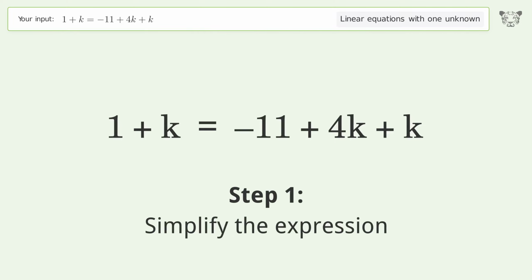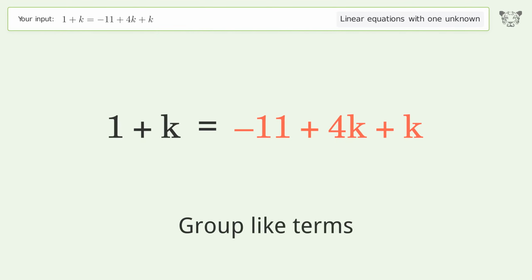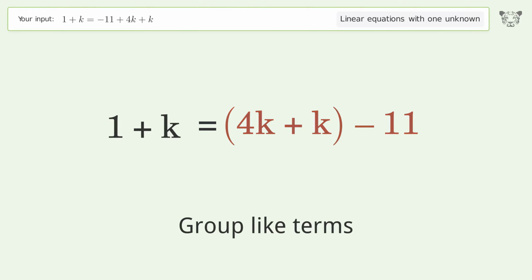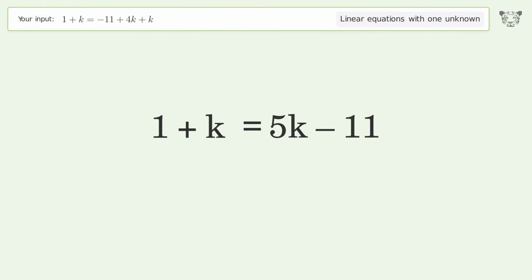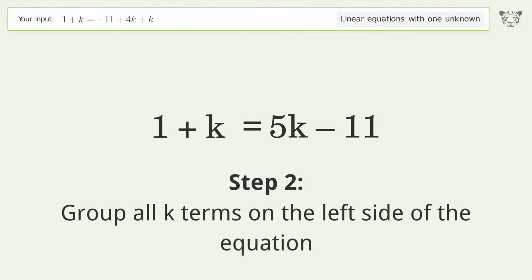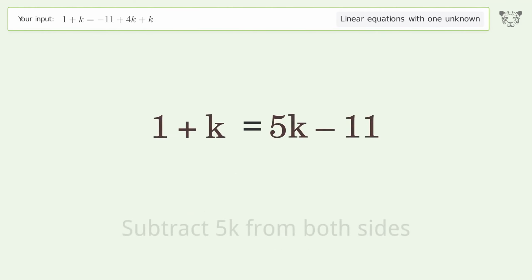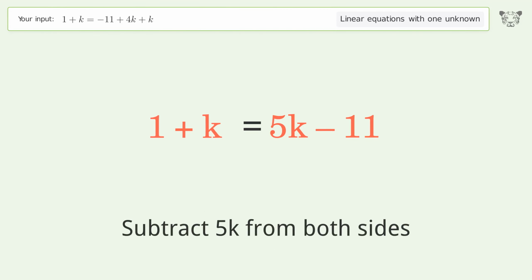Simplify the expression. Group like terms. Simplify the arithmetic. Group all k terms on the left side of the equation. Subtract 5k from both sides.